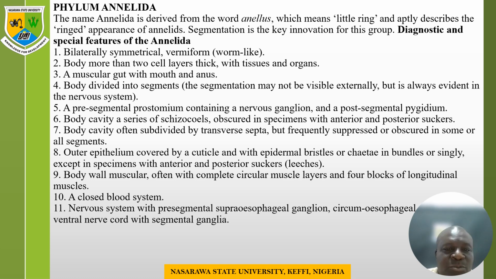The body wall is muscular, often complete with circular muscle layers and four blocks of longitudinal muscles. It has a closed blood system. The nervous system has a pre-segmental supraesophageal ganglion and a ventral cord with segmental ganglia. So these are the major features of the members found in this phylum Annelida.